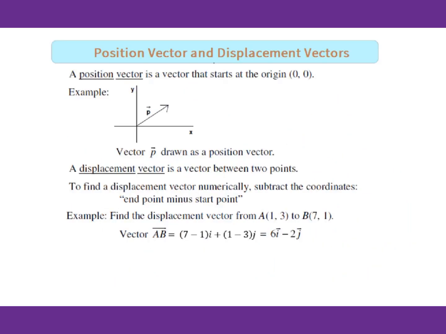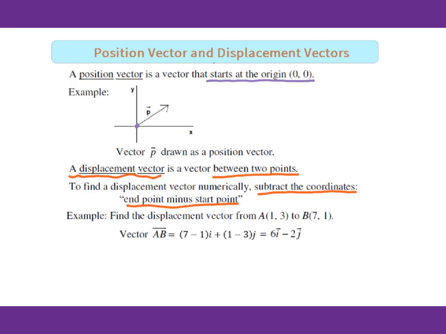Now let's talk about the position vector and the displacement vectors. A position vector means a vector that starts at the origin 0, 0. For example, this is the origin. So vector P is a position vector. A displacement vector is a vector between 2 points. It doesn't start from the origin. To find a displacement vector numerically, subtract the coordinates: endpoint minus the starting point.